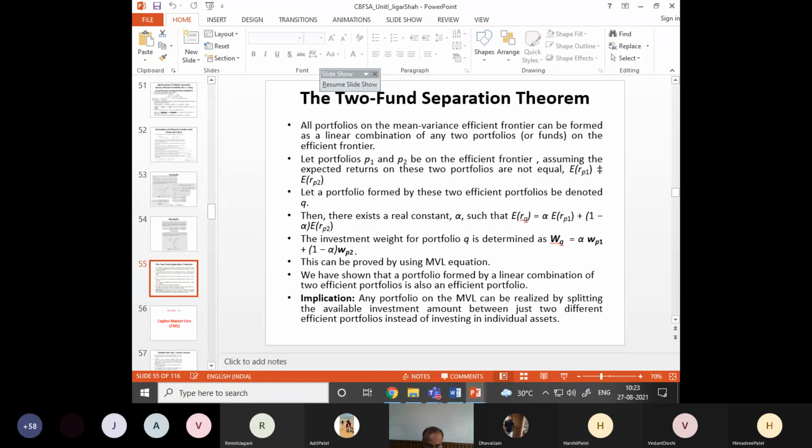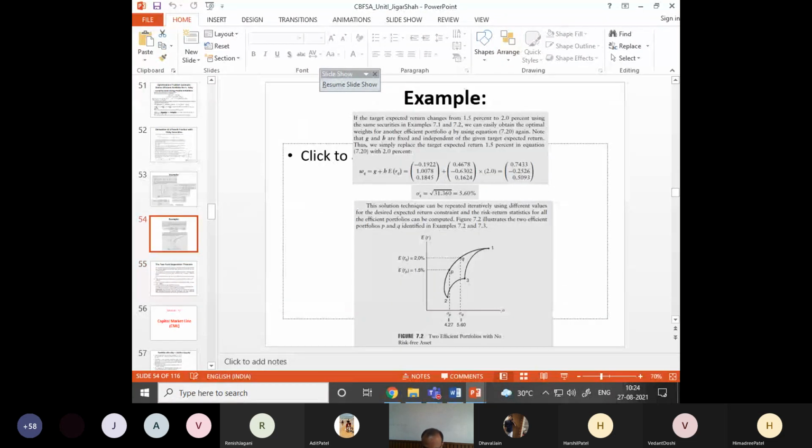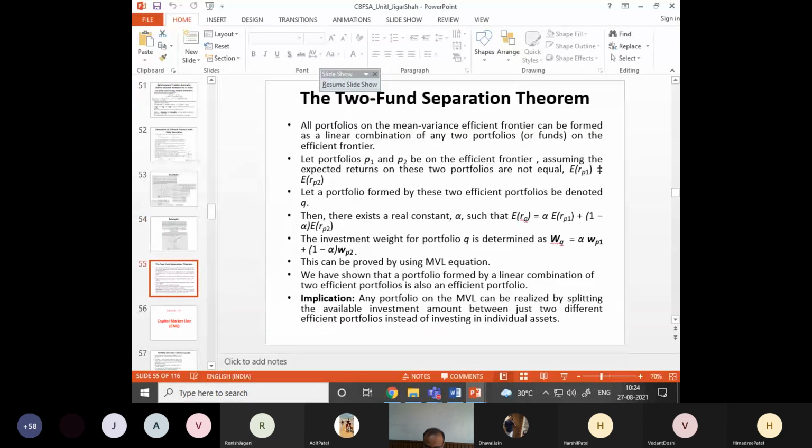Okay, now let me end this session by referring to one last topic, that is the two-fund separation theorem, and then we go to MATLAB. Now we have seen there are some points on the efficient frontier like P point, Q point, and we have seen the weight vector and the ERP are related by a linear relation. From that, one theorem is derived which is called the two-fund separation theorem.